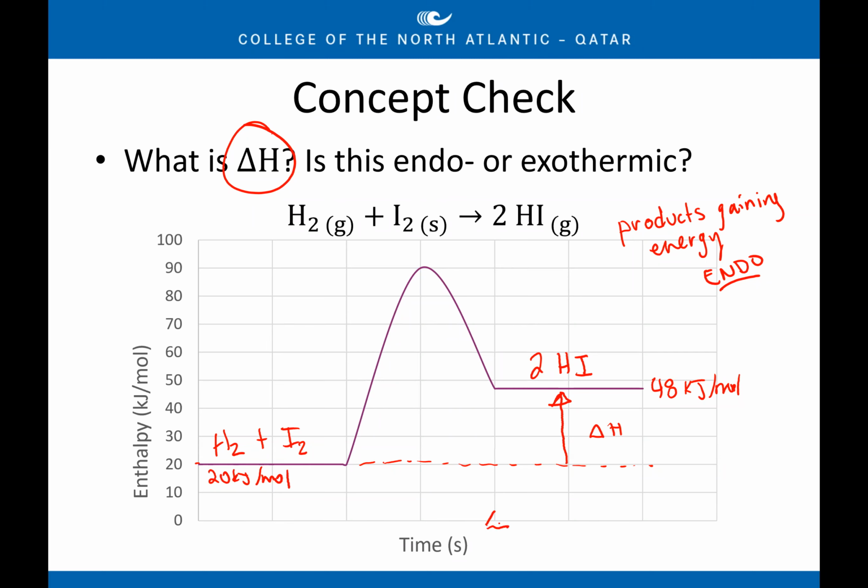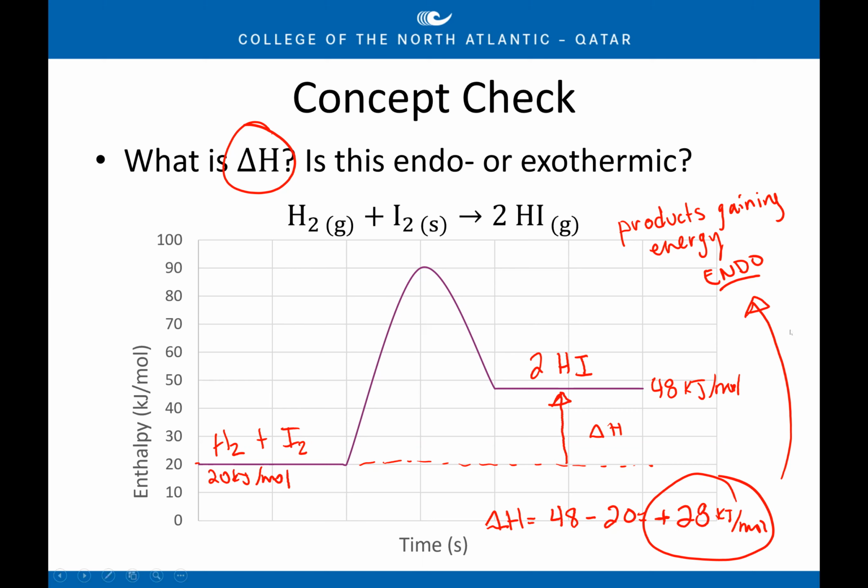So my energy is my products, 48, minus my reactants, 20. The answer would be 28 kilojoules per mole. That's positive. And I think it was Aman the other day asked, do we need to put positive in? Not really. You do need to put negative in if it's a negative number. But yeah, positive 28, which really answers the fact that this is endothermic. It's absorbing 28 kilojoules of energy.